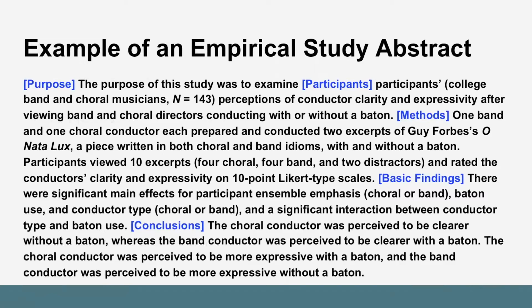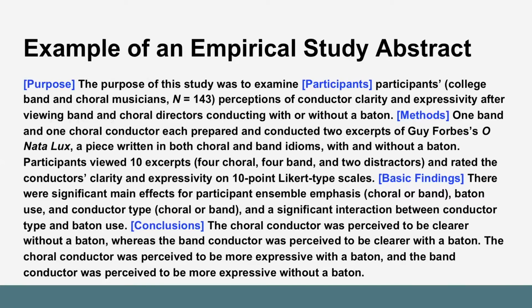How do they go about doing that study? Here's their methods. One band and one choral conductor each prepared and conducted two excerpts of Guy Forbes' O Nata Lux, a piece written in both choral and band idioms, with and without a baton. Participants viewed 10 excerpts, 4 choral, 4 band, and 2 distractors, and rated the conductor's clarity and expressivity on 10-point Likert type scales. Right, so that's how they did their study.